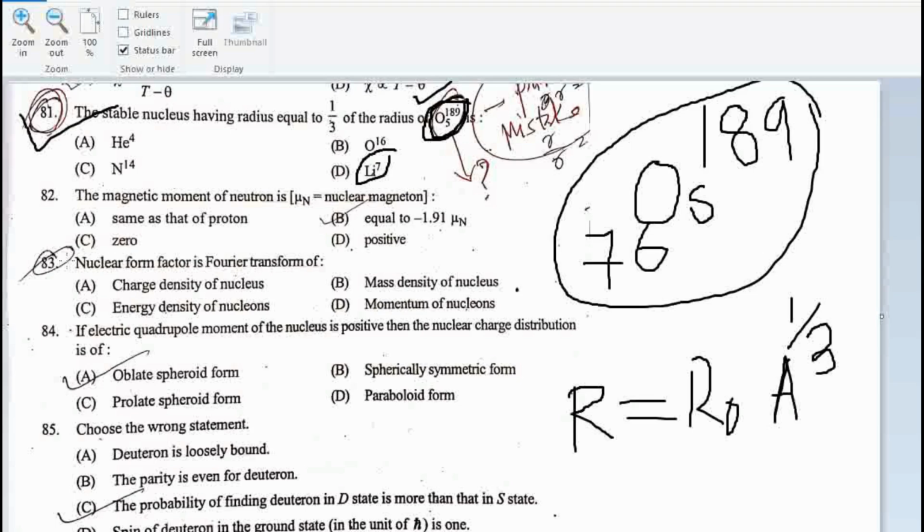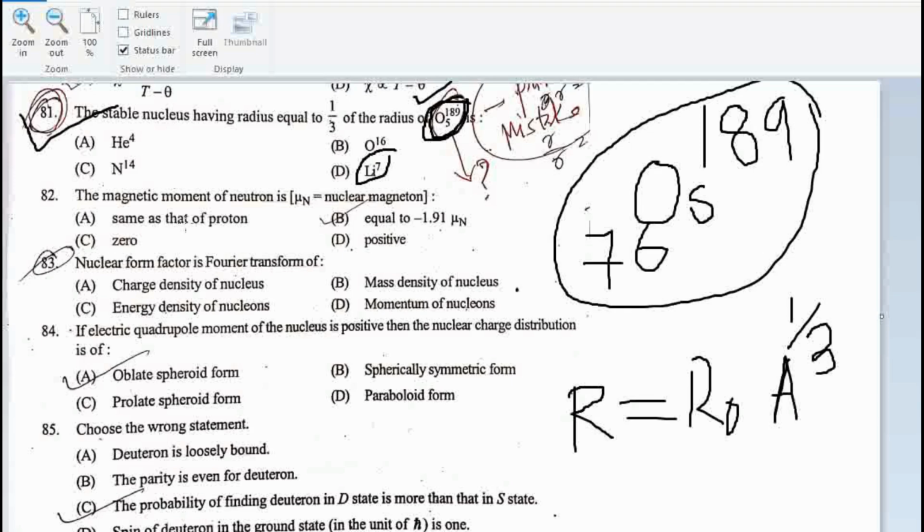Okay, so coming to question number 82, the question is: the magnetic moment of a neutron in terms of the nuclear magneton mu N is, and we have to find the magnetic moment of a neutron. How can you find it? Before proceeding to solve this question, you should know how many terms contribute towards the magnetic moment for any kind of particle.